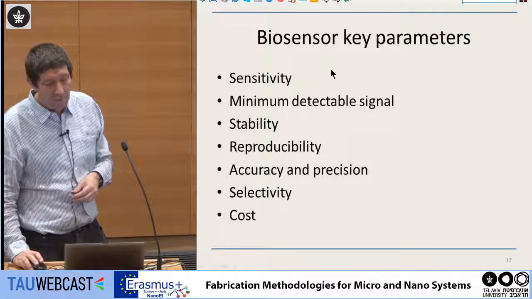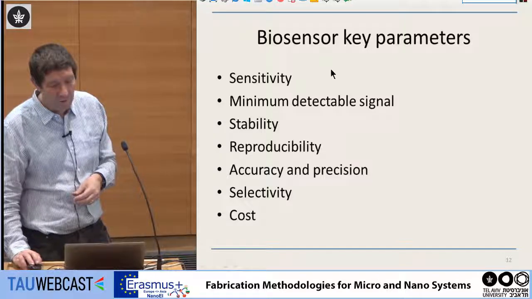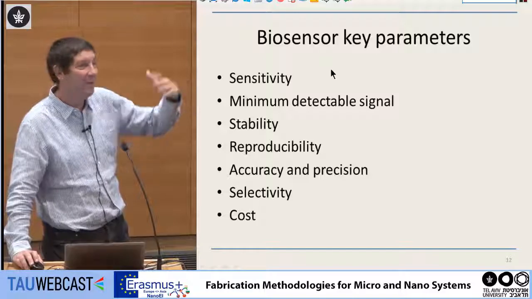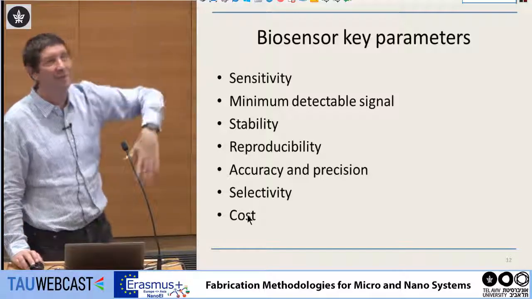So the key parameters are sensitivity, minimum detectable signal, stability, reproducibility, accuracy, and precision, as we talked about before, selectivity and cost. It's the same. For every sensor I'm going to teach you, it's going to be the same list, almost.